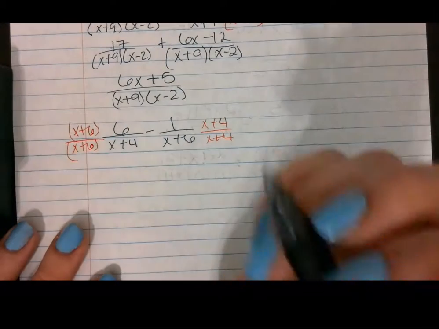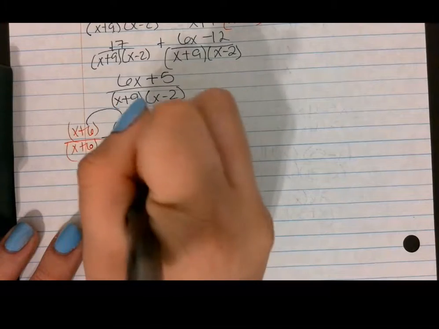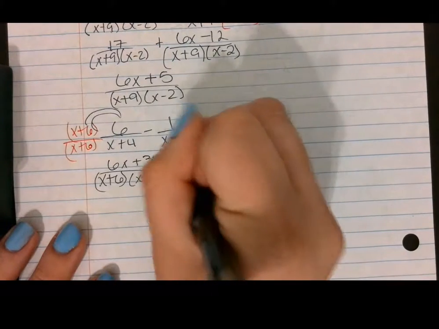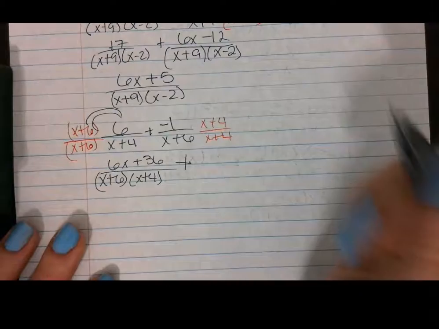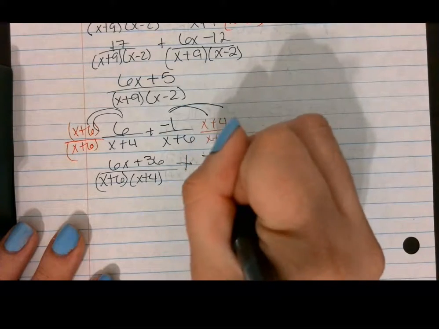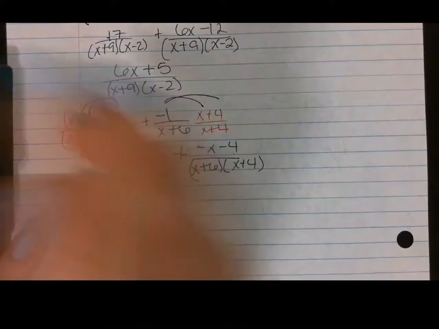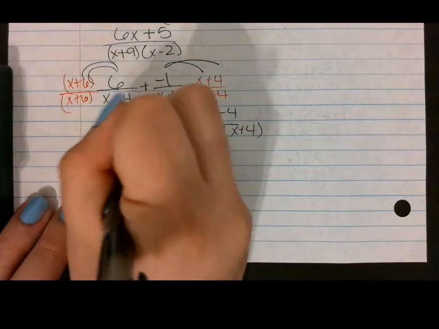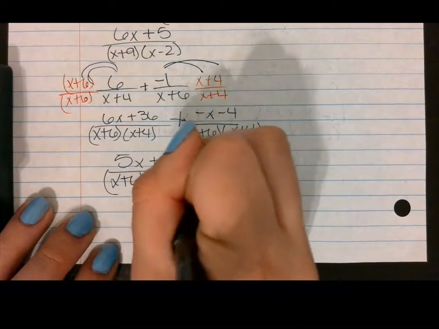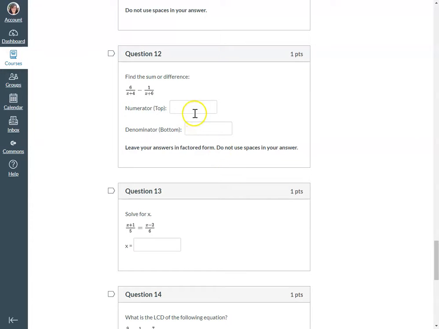So on my first fraction, I get 6 times x, which is 6x, plus 6 times 6, which is 36, over x plus 6 times x plus 4. I'm going to change this to plus and minus 1, so I don't forget that it's negative. So I have negative 1 times x, which is negative x, and then negative 1 times 4, which is negative 4, over x plus 6 times x plus 4. Then I want to combine like terms, so I have 6x minus x, which gives me 5x, 36 minus 4, which gives me 32, over x plus 6 times x plus 4. So I had 5x plus 32 over x plus 6, x plus 4.